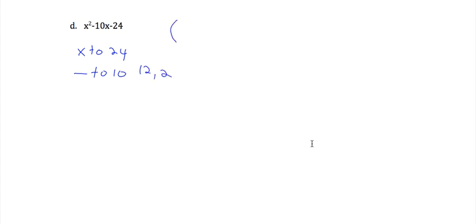All right, I'm assuming you've done that by now. The numbers you should have found that multiply to 24 and subtract to 10 are 12 and 2. And again, I want that negative on my larger number because I have a negative in the middle. That's it for today.